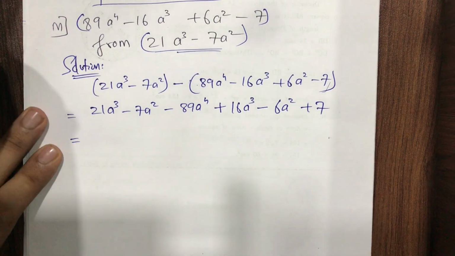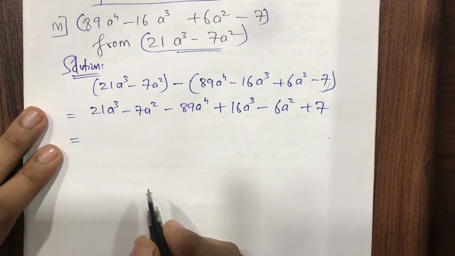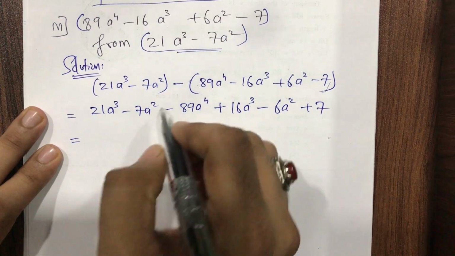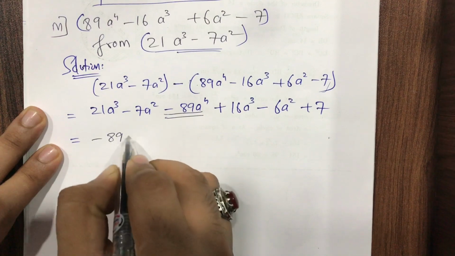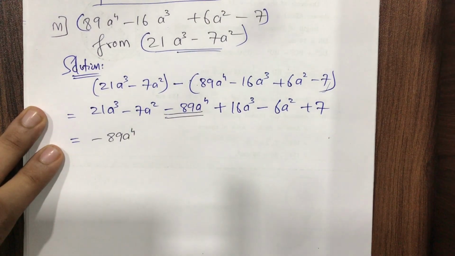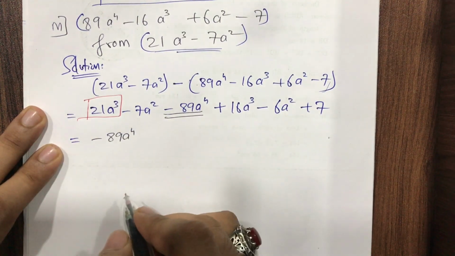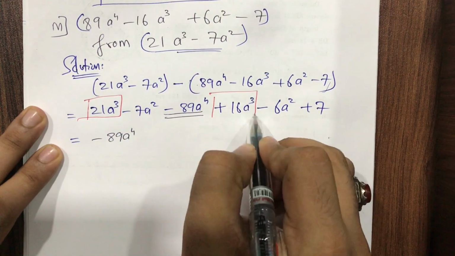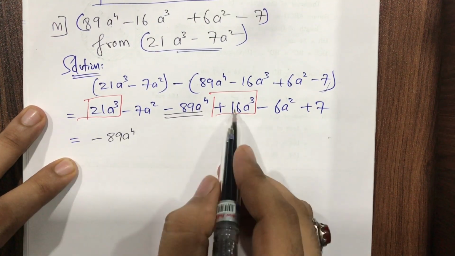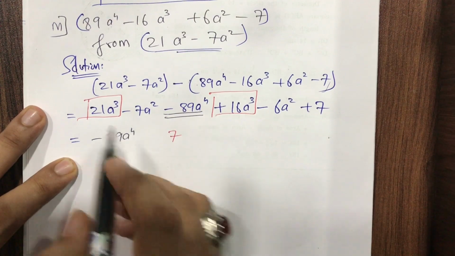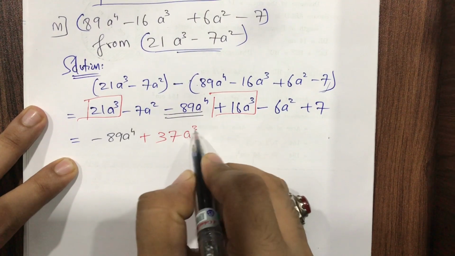Now let's pair up the like terms, students. How many terms can we see of a raised to 4? I have only one term of a raised to 4, so I'll write minus 89a raised to 4. Now let's see the cube terms. This is plus 21a cube, and here I have plus 16a cube. Plus 21a cube plus 16a cube: 1 plus 6 becomes 7, and 2 plus 1 becomes 3. So this is plus 37a cube.